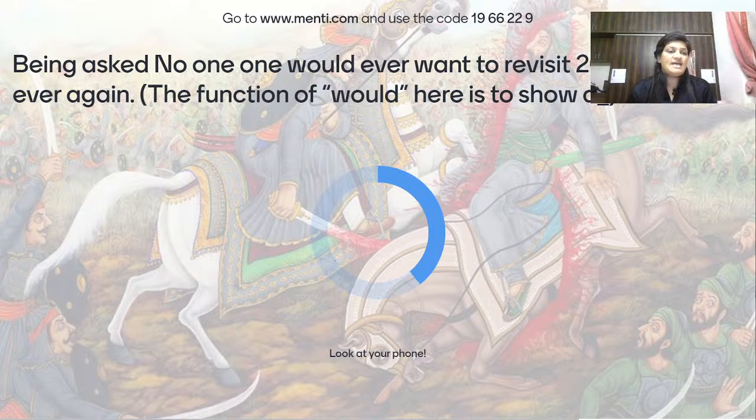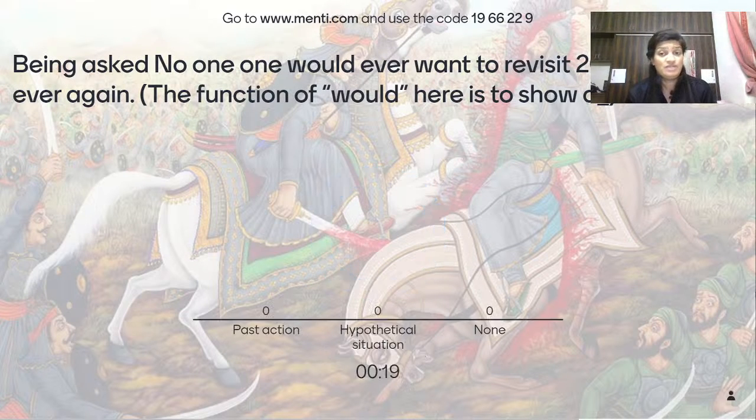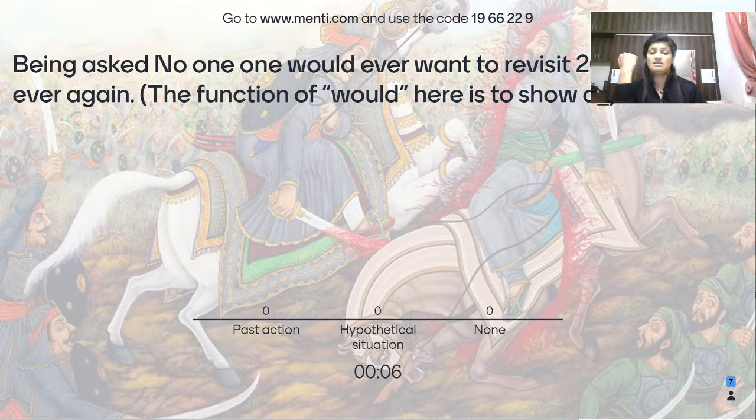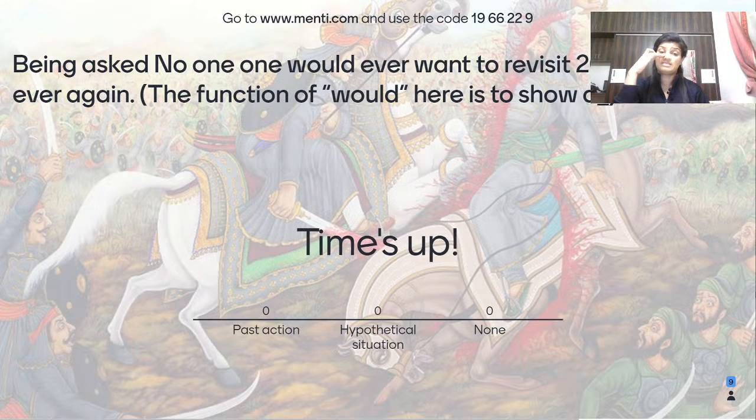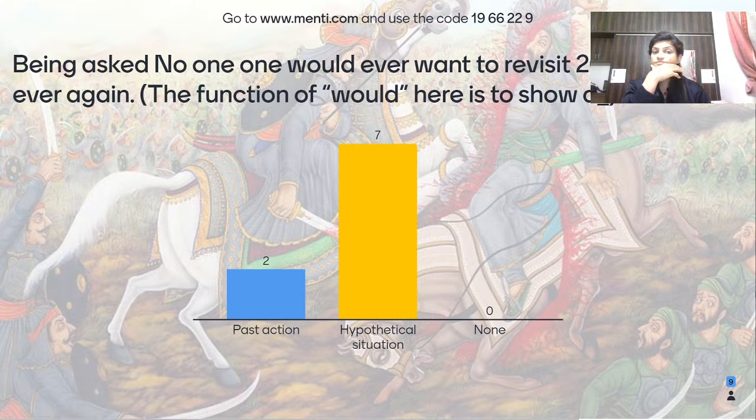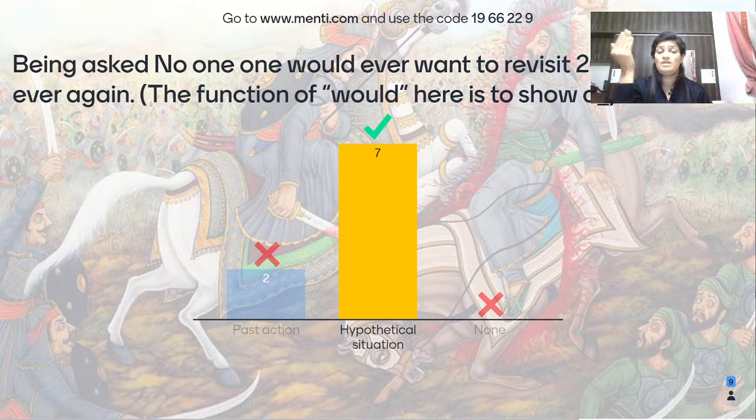Anyway, next question. Being asked, no one would ever want to revisit 2020 ever again. If someone asks you, would anybody say yes to it? No one would ever want to revisit 2020 ever again. So is it a hypothetical situation or a past action? It's a hypothetical situation.